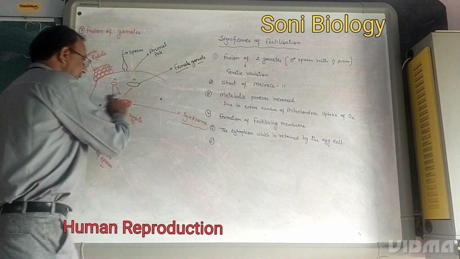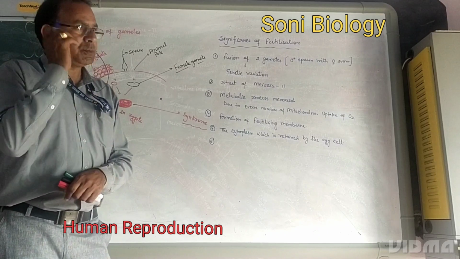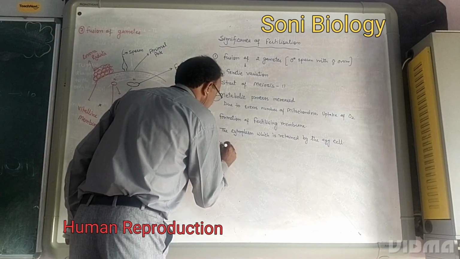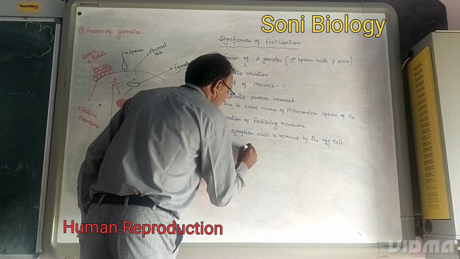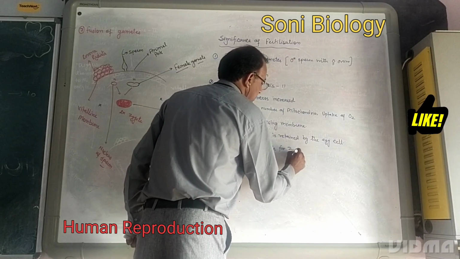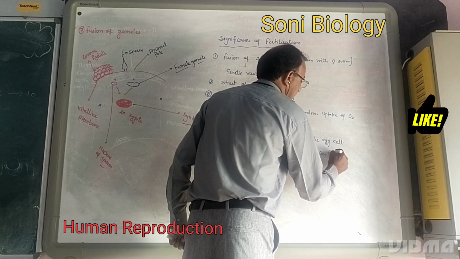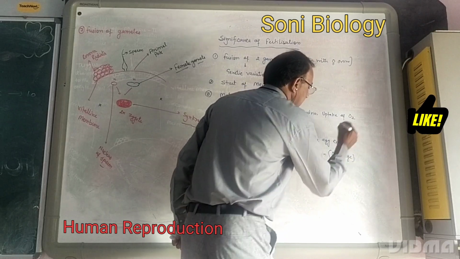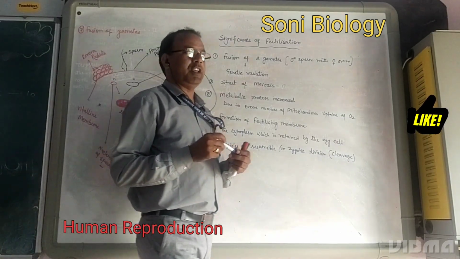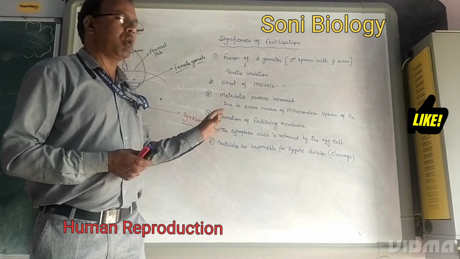And number 6, the centriole which enters into the egg through the sperm. These centrioles are responsible for the cleavage, or we can say zygotic division. These are the significances that occur during the fertilization process. And the fertilization process in human beings is completed in 7 processes. Clear? In the next part we will discuss how the morula and blastulation take place.